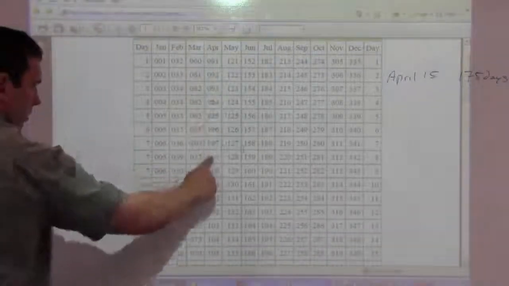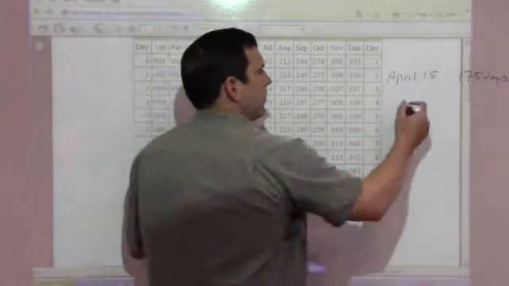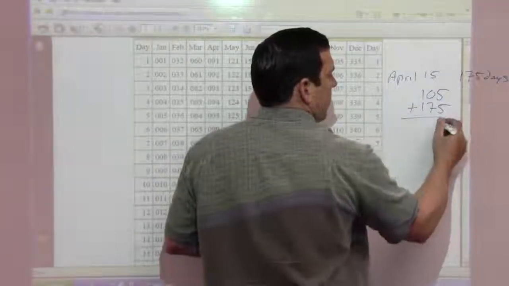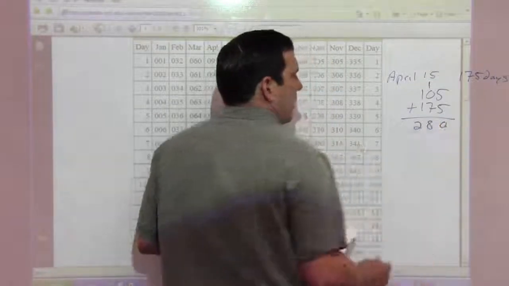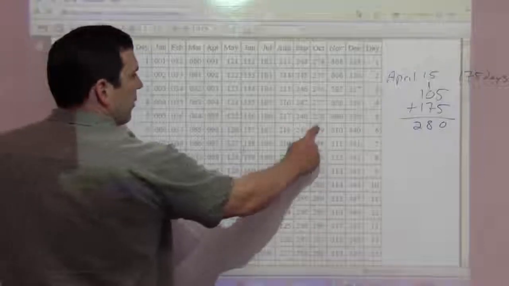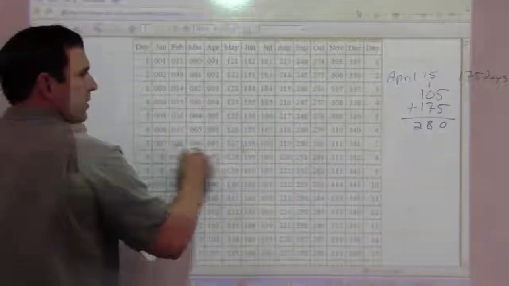So the way we're going to look at this, April 15th is day 105. Add 175 to that. You're going to end up with day 280. So let's look up day 280. There it is. It happens to occur October 7th. So October 7th, it's due.